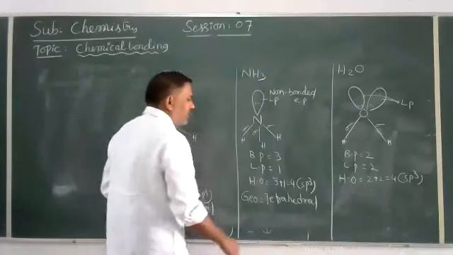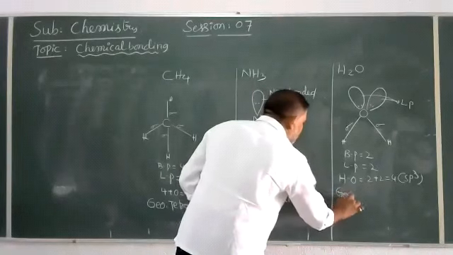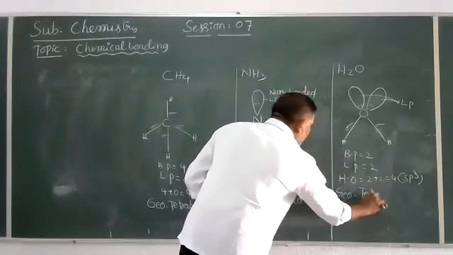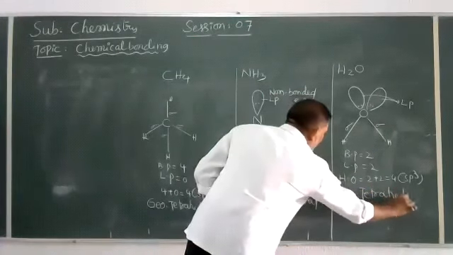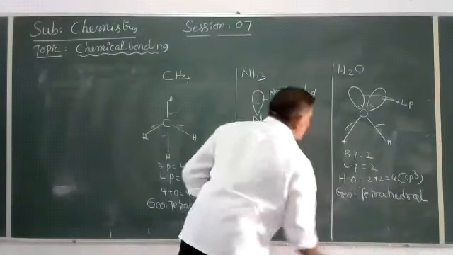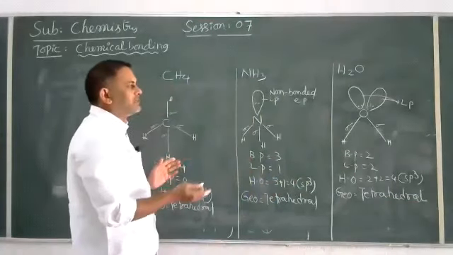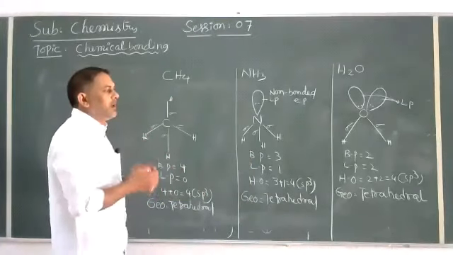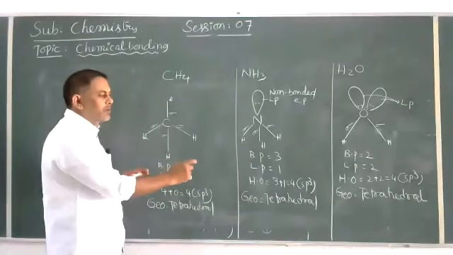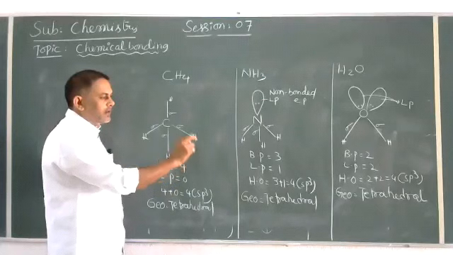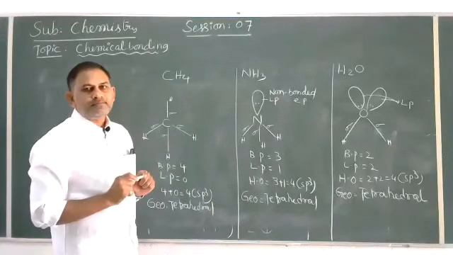Tetrahedral shape. Here also its geometry is tetrahedral. So on the basis of the hybridization concept, in all 3 cases, 3 examples, the central atom of the element undergoes sp3, so its geometry is tetrahedral, tetrahedral, tetrahedral.